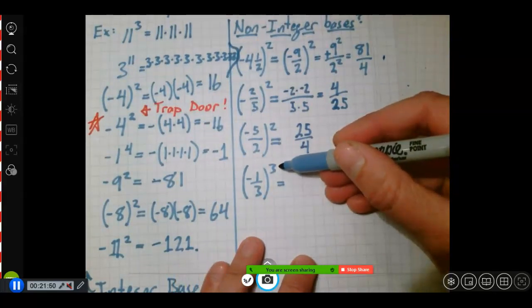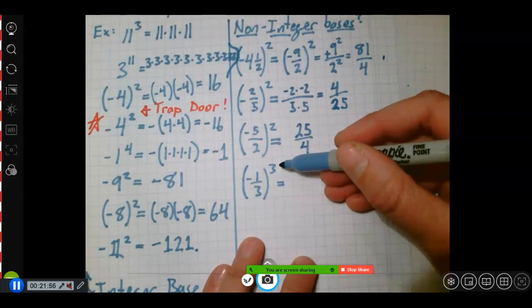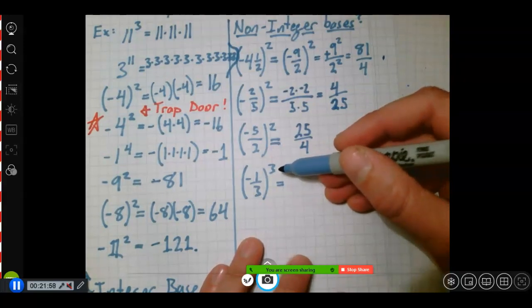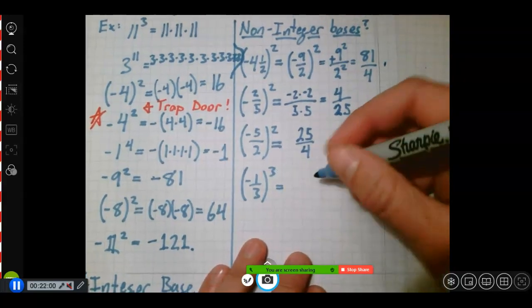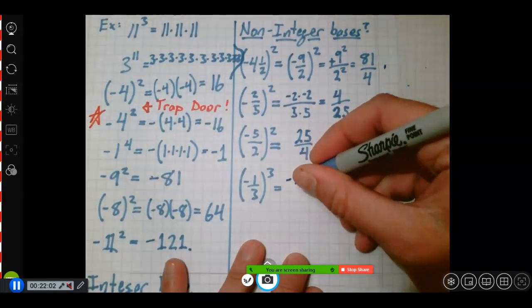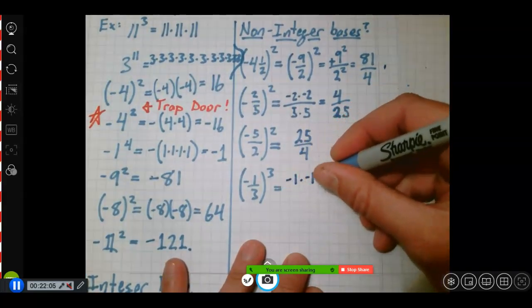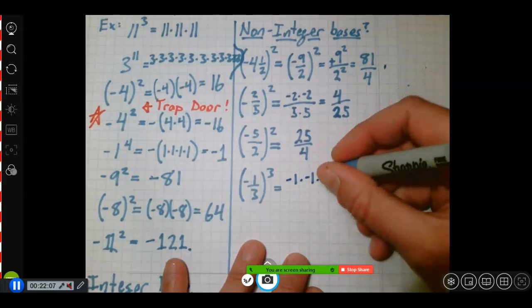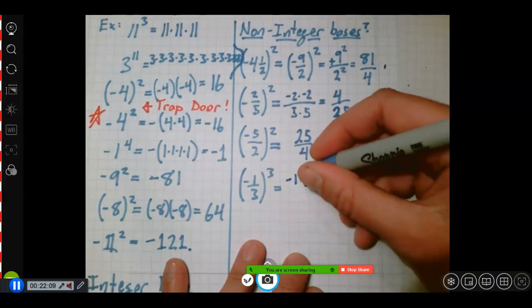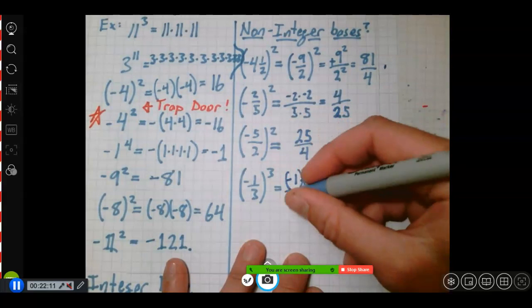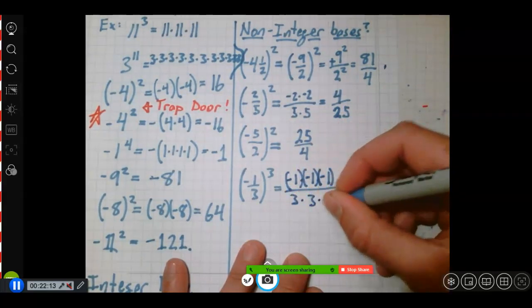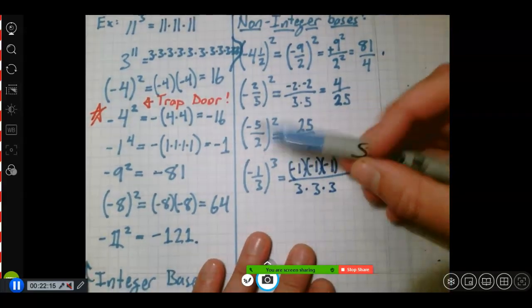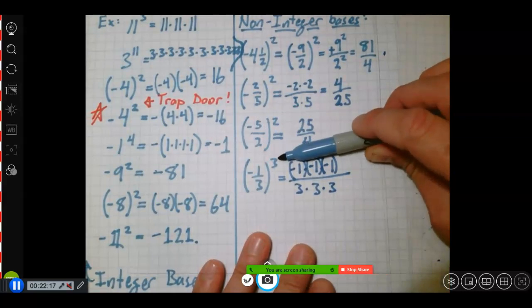Guys, everybody come back to me. I can tell when I've lost some of you. Everybody come back to me. This third power, as some of you can guess, makes it -1 times -1 times -1. Sorry, these are not decimal points. I might as well just make the multiplication with parentheses. And in the denominator is 3 times 3 times 3, because it's repeated 3 times.